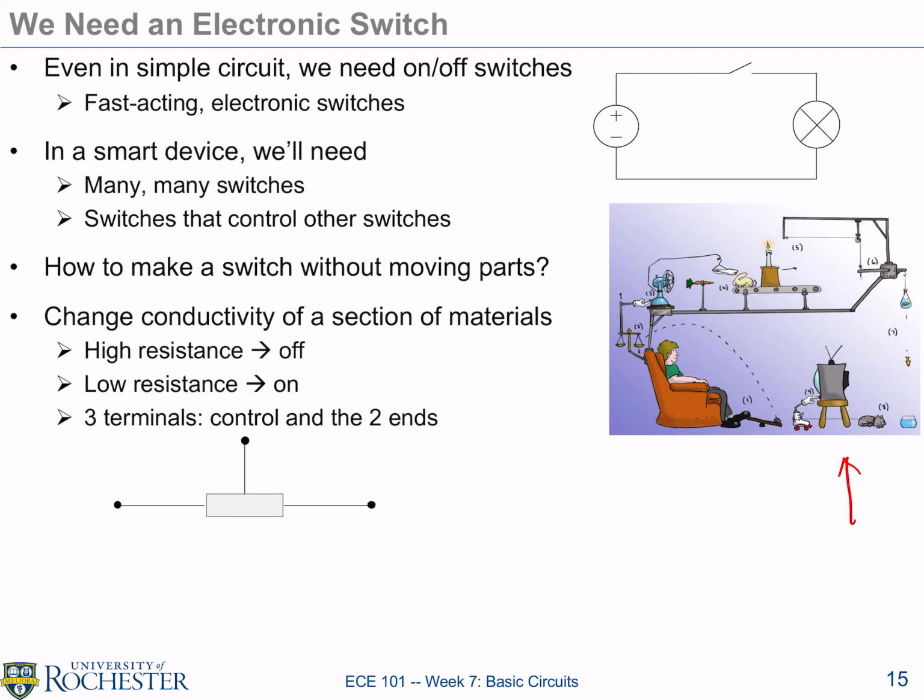So what is a simple switch? It's a three-terminal device connecting two points by the control of the third. And if the control says switch on, it's conducting. And if the switch says off, it's high resistance. Let's say very high resistance. Then your light bulb is not going to turn on. It's not going to shine light.